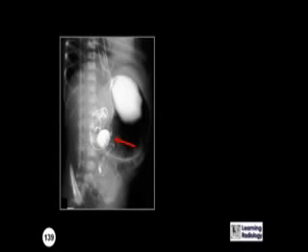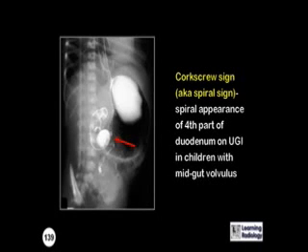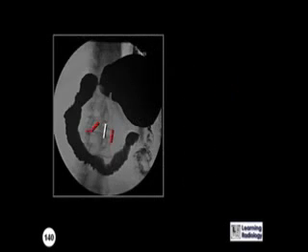This is the corkscrew sign, also known as the spiral sign, which is the spiral appearance of the fourth portion of the duodenum on an upper GI in children who have midgut volvulus. What is the name of this sign?